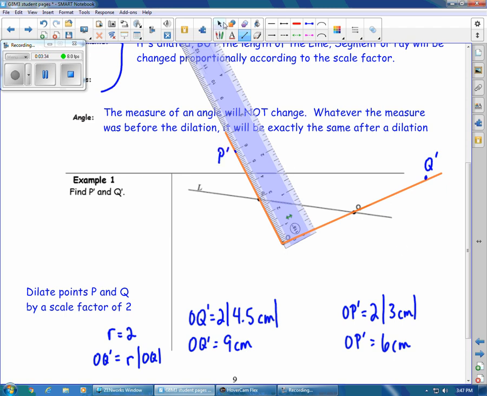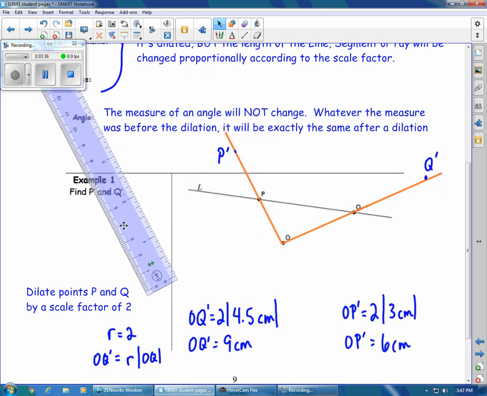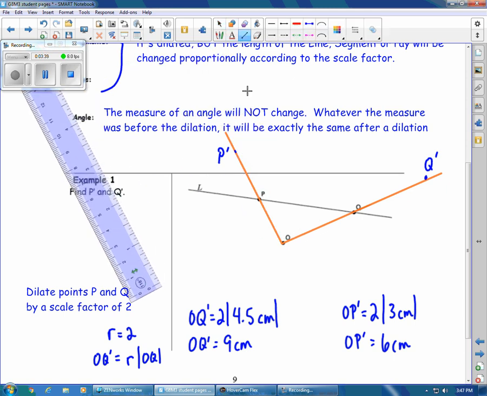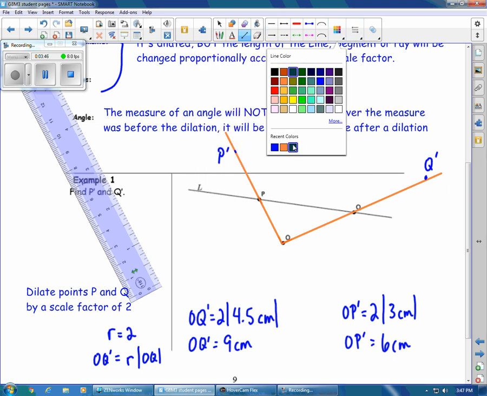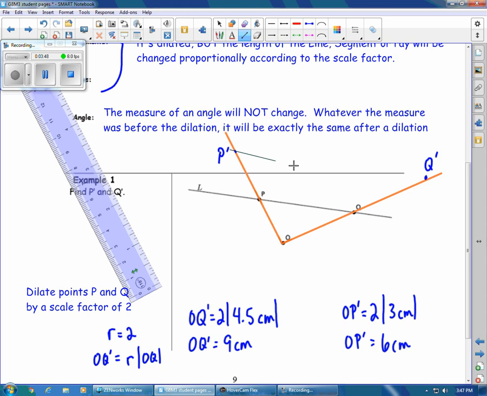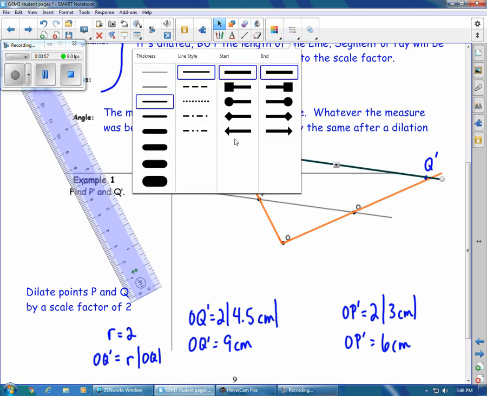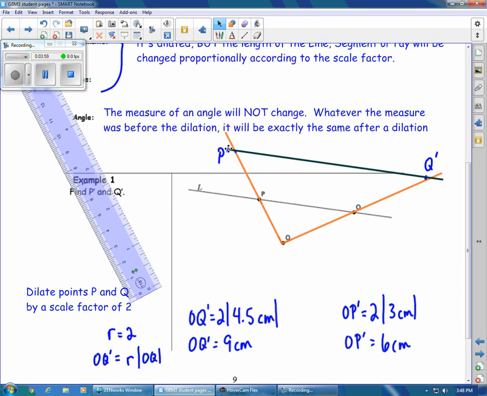I'm going to move my ruler real quick so you can see what this dilation looks like. And then you can use your ruler to do this. I'm going to draw a line, but I don't want it orange anymore. I'm going to just do a black line from P to Q. Actually, I'm going to make that a little thicker because it's kind of blending with the background. Okay. So I've got my line from P to Q, and I've got my line from P prime to Q prime up here.